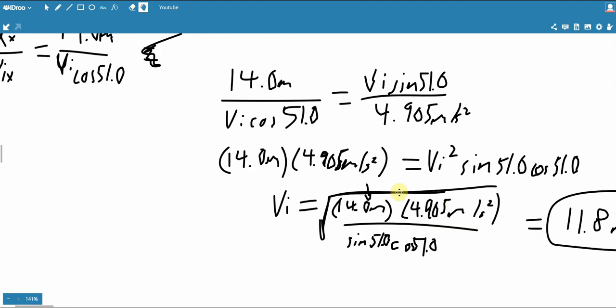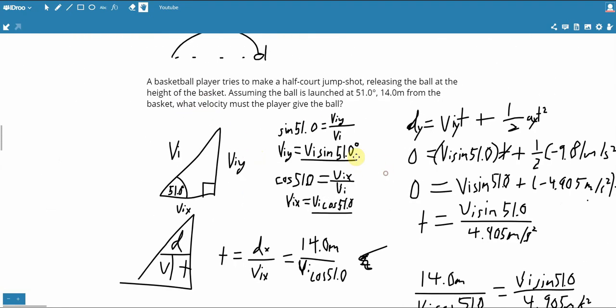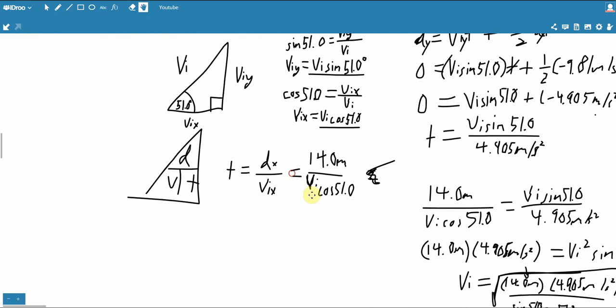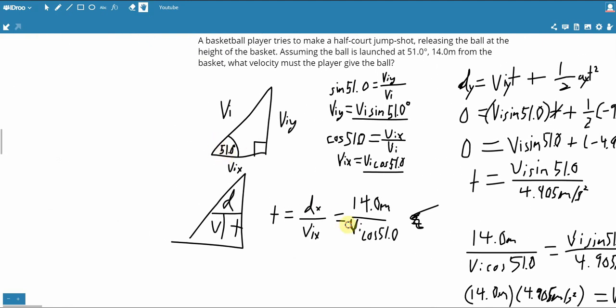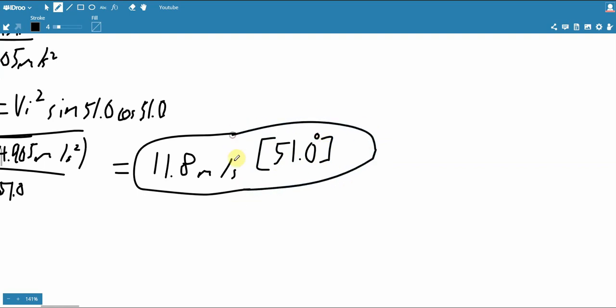But it also says in the question what is the velocity, so we also need to write the angle, which is given to us here. So it's 11.8 meters per second at 51.0, put this in square brackets, degrees, and this is our final answer.